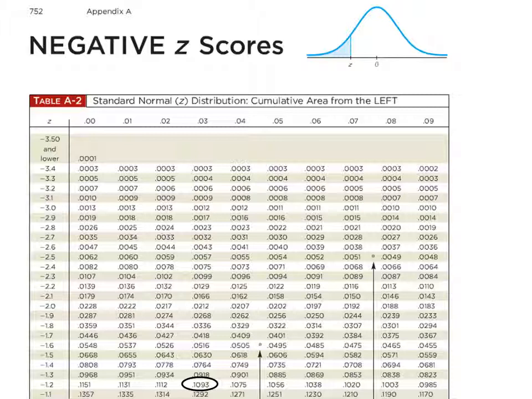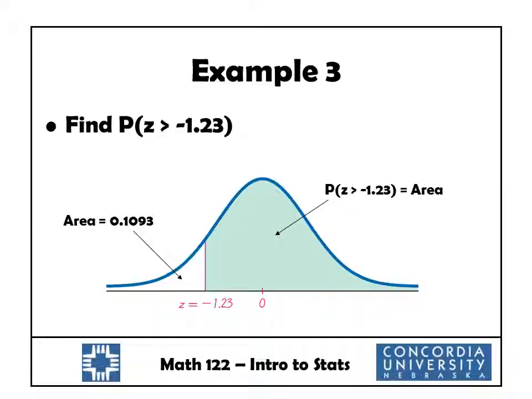Now we have to remember that that is an area to the left of the z-score. That's not what we're actually interested in. We're interested in the area to the right. But we can use the fact that the total area underneath the curve is equal to 1 to find that area to the right. So to find that area to the right, we simply have to subtract 1 minus the area to the left, and that comes out to be 0.8907. So that's our probability.